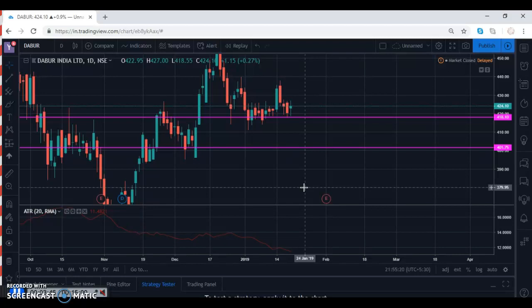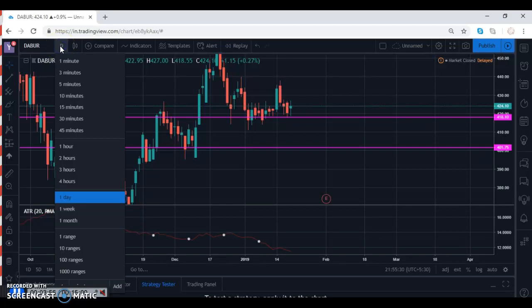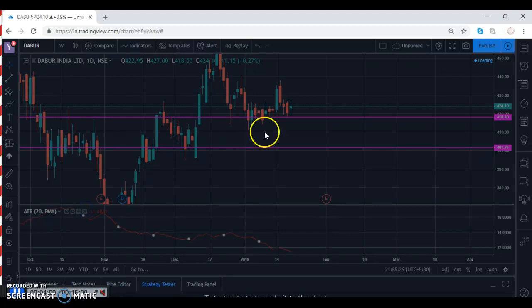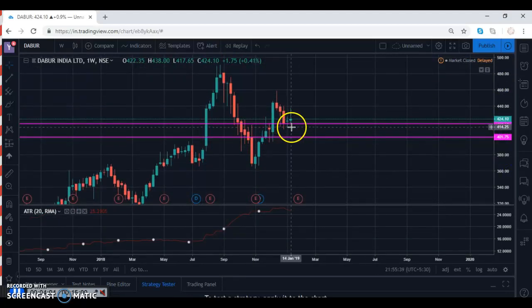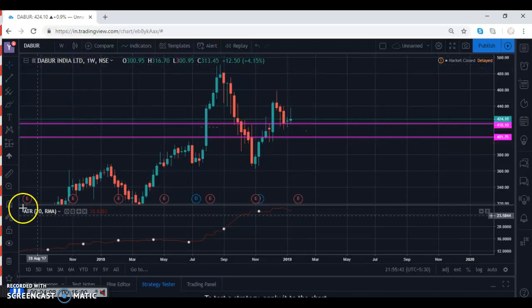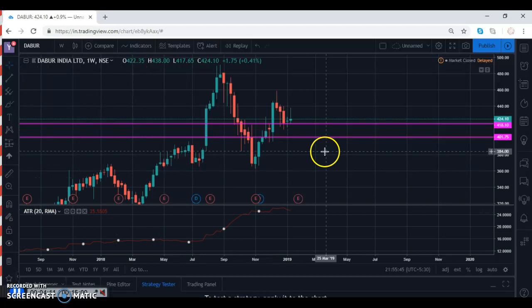For swing trading we'll be taking the ATR 20 value on the daily chart, but for a positional trade we'll be taking the ATR value on the weekly time frame chart. Here also we'll be considering ATR 20.